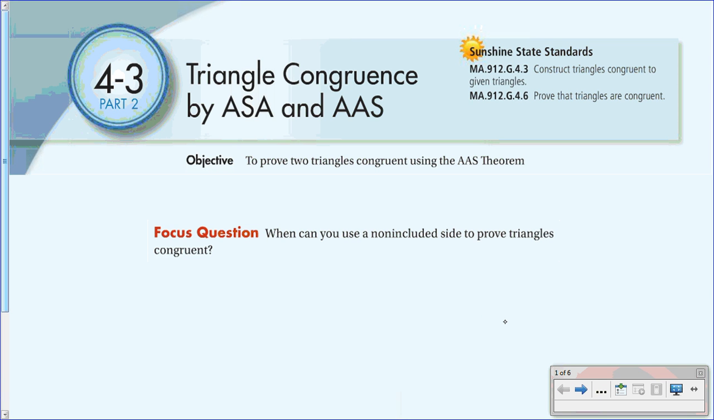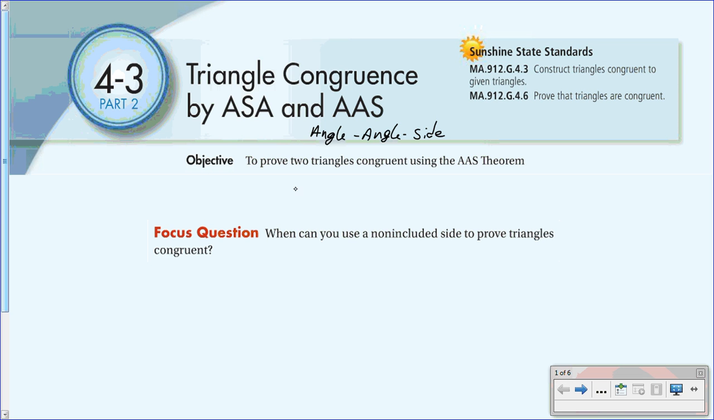4-3, Part 2. Triangle Congruence by ASA and AAS. Alright, so we went over ASA in the previous video. We know that stands for angle, side, angle. Now in this video, we're going to go over AAS. You've probably figured out the naming convention by now to know that this means angle, angle, side.